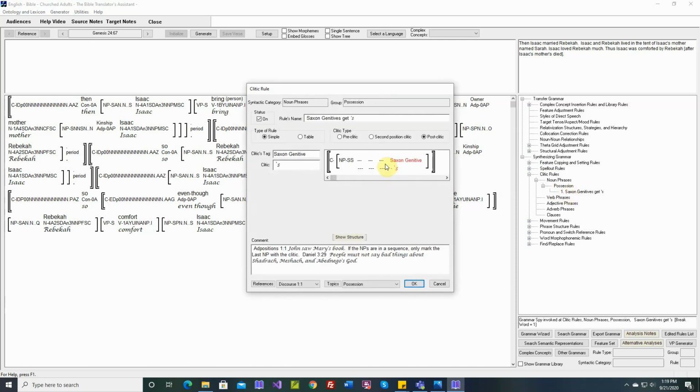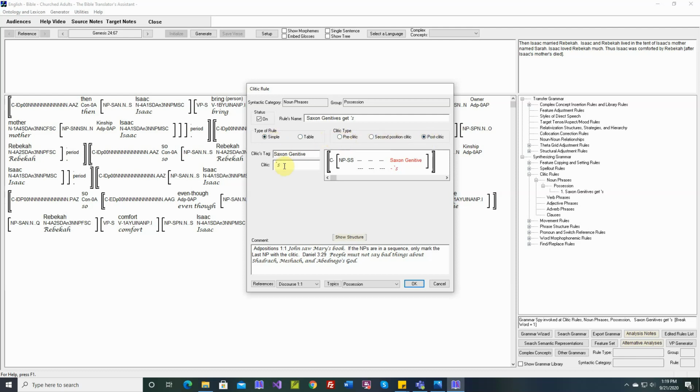Functional typological grammarians tell us that there are 3 different types of clitics. There are preclitics, which attach to the beginning of the first constituent in a phrase or clause. Second position clitics, which attach to the end of the first constituent in the phrase or clause. And postclitics, which attach to the end of the last constituent in the phrase or clause. So these rules let us insert these 3 types of clitics.